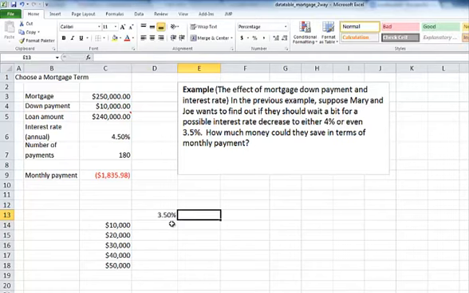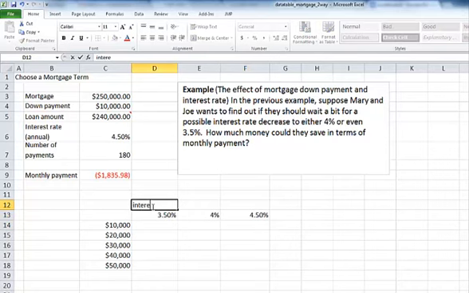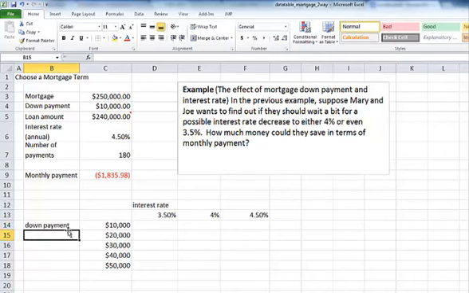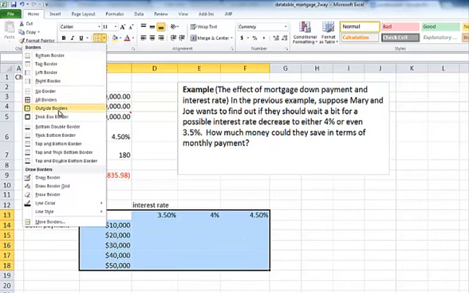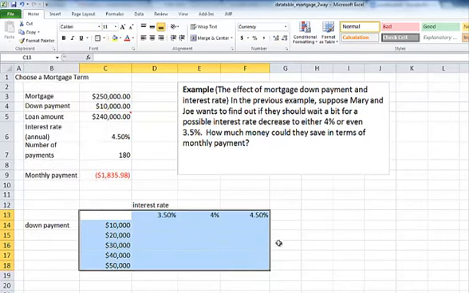3.5%, 4%, and 4.5%. Okay, now I could even give it a reminder by clearly labeling the rows and columns here. I could, for easy illustration, give it a border.